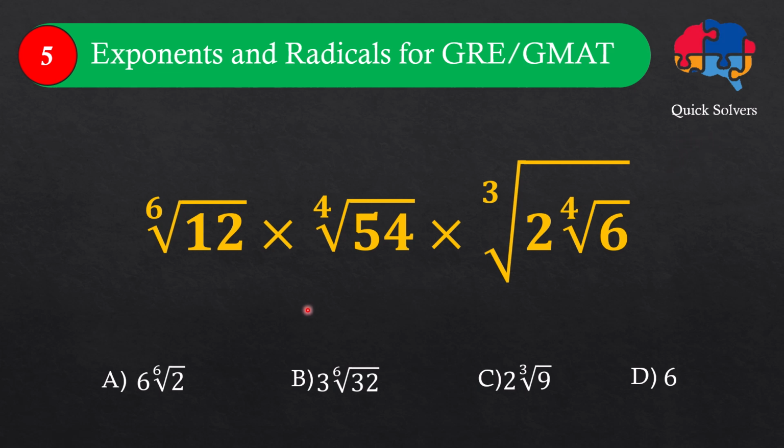Here I want to simplify this expression, where we have the 6th root of 12 times the 4th root of 54 times the 3rd root of 2 times the 4th root of 6. This is a good question for you if you are preparing for GRE or GMAT, and the difficulty level of this question is medium to hard. So let's see how we can solve this.